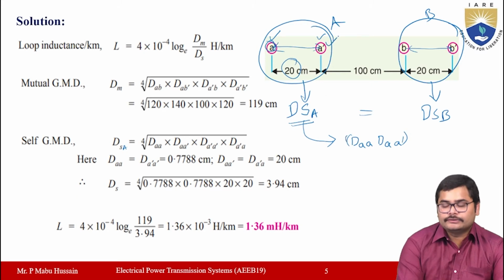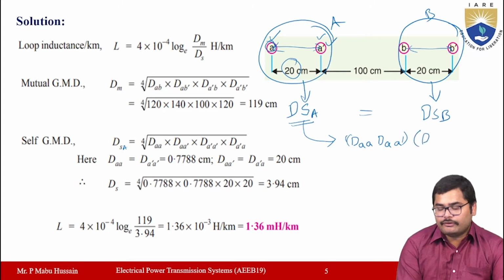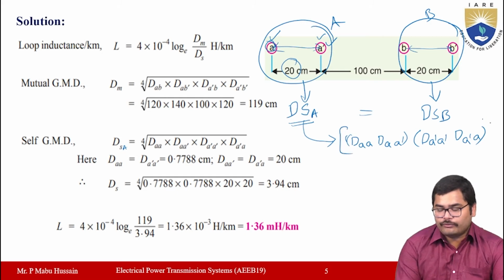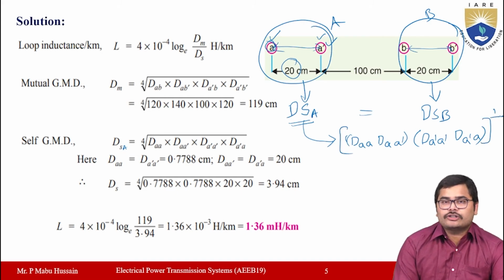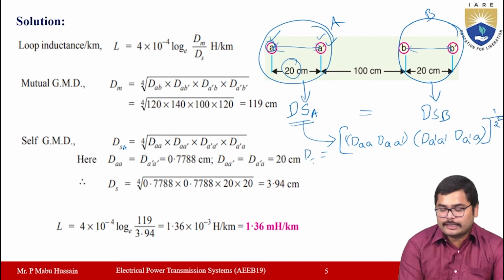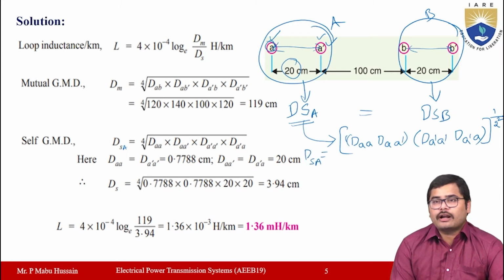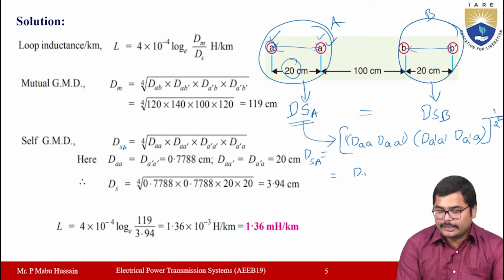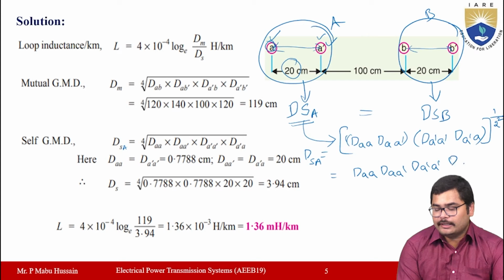Now if you take the second subconductor A dash, then the self distance DA dash A dash, one distance DA dash A is another distance, whole to the power of 1 by the total number of conductors squared. Here in line A you have two conductors, so 2 squared you have to consider. So this value will be equal to DSA, the self GMD of conductor A or line A. This will be equal to DAA, DAA dash, DA dash A dash, DA dash A, whole to the power of 1 by 4.